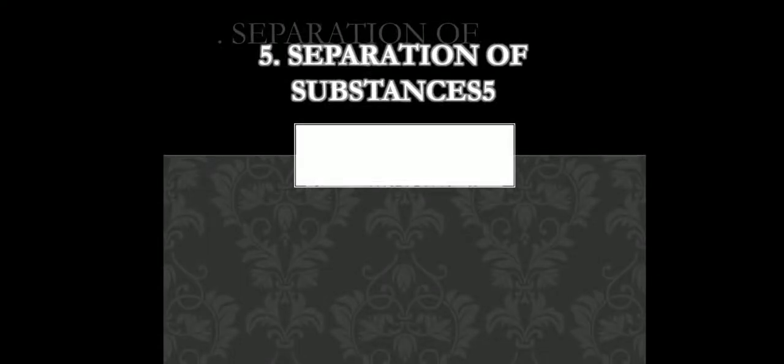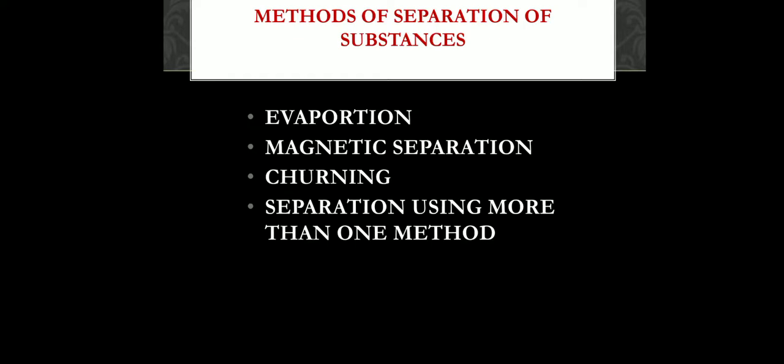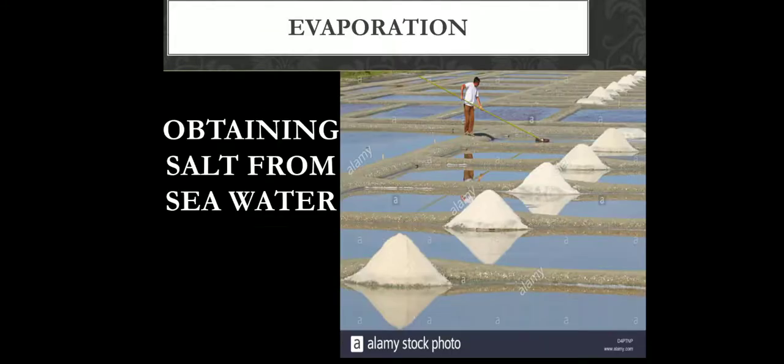Good morning, students. We have already started lesson number 5, separation of substances, and we have seen the different methods of separation of substances. Today we are going to see the different methods: evaporation, magnetic separation, churning, we can say centrifugation, and separation using more than one method. Let us see about evaporation.